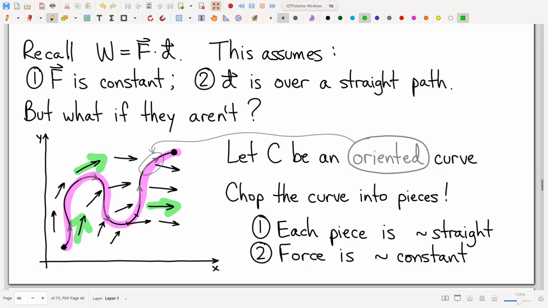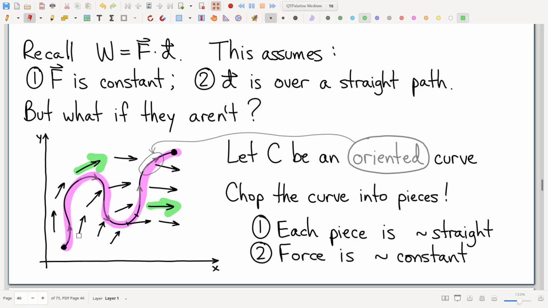Force isn't constant. I don't even know what force to plug in. The displacement, I guess I could talk about the start to the end overall displacement, but that doesn't recognize the fact that I moved in a curve. Maybe that matters. And by the way, it does. Very often. Not always, but very often.